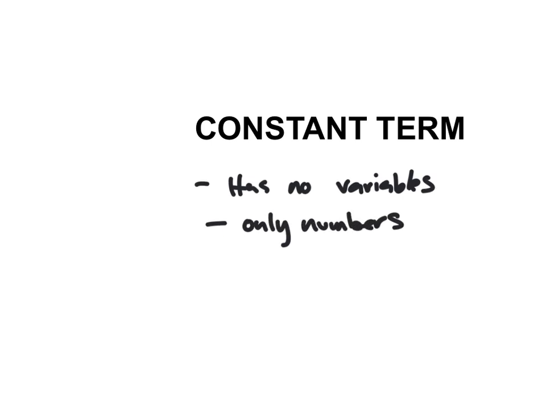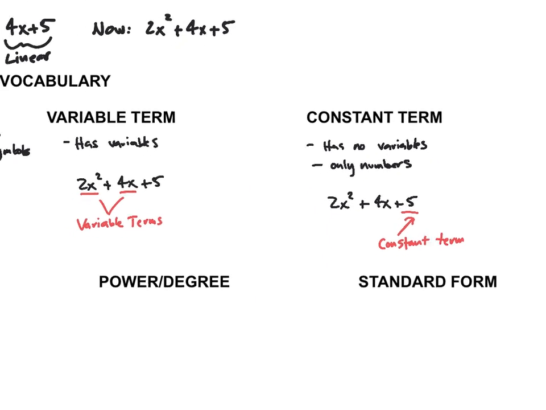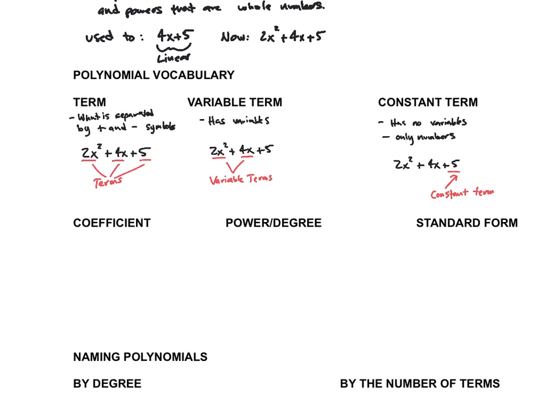On this last one, a constant term, this has no variables. When I think of a constant term, this is only numbers. No variables. So if I use that same one, 2x squared plus 4x plus 5, the 5 is going to be my constant term, okay? That's the idea, all right? So let's talk some more about some of these things.